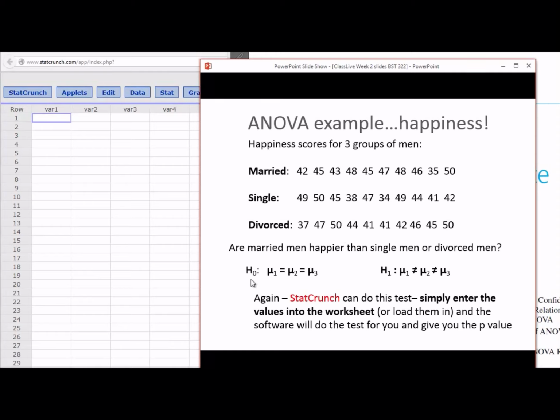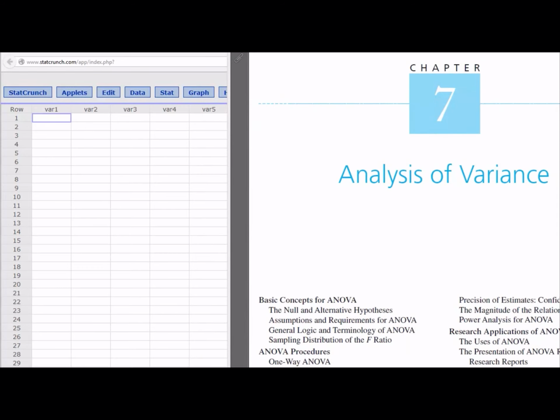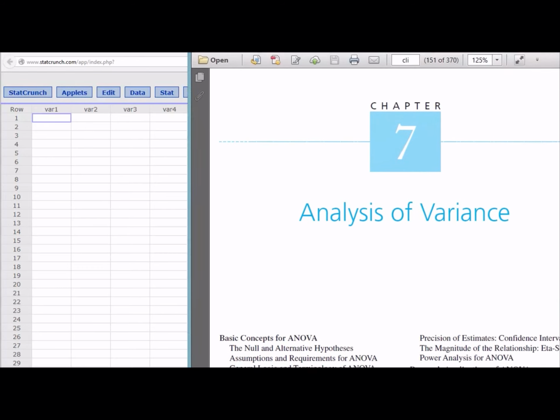Our null hypothesis here is going to be that mu1 equals mu2 equals mu3. The means of each group should be equal if nothing's going on. That's our null hypothesis. Our alternative hypothesis is that the means are unequal, that somehow the happiness is different in these groups. To do this in StatCrunch, all we need to do is get the data loaded in.